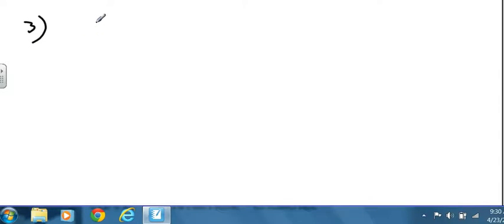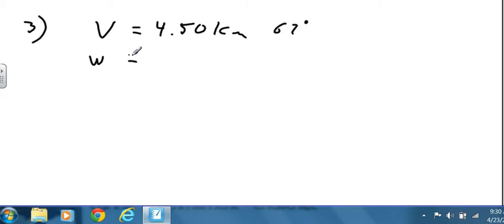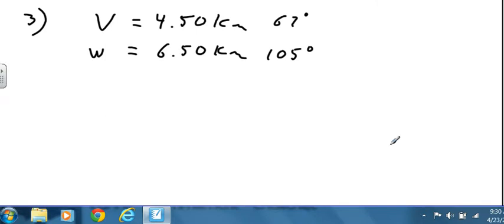So 7.6, problem number 3. I got vector V, 4.50 kilometers at 67 degrees, and vector W, 6.50 kilometers at 105 degrees. That's what I've got, and now I have to find the sum, V plus W.